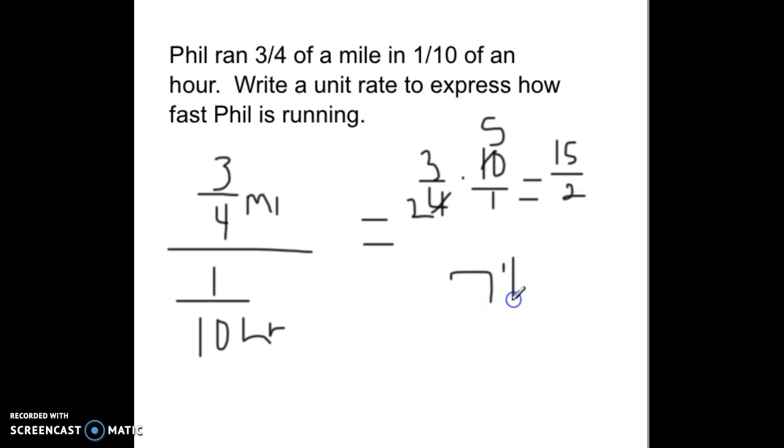And what's that going to be? 7.5 miles for every 1 hour. So it goes 7.5 miles an hour. That's really pretty fast. That's why they call him Fast Phil.